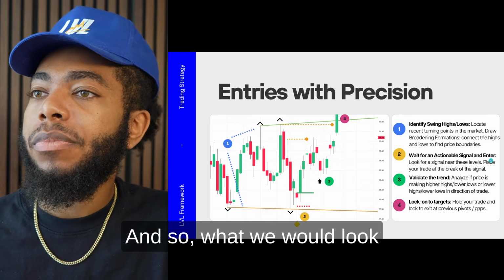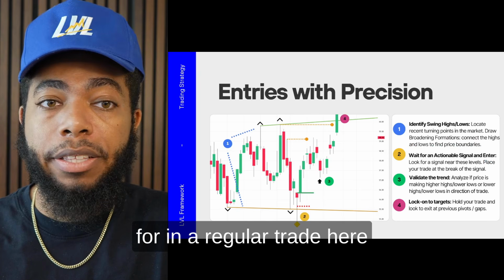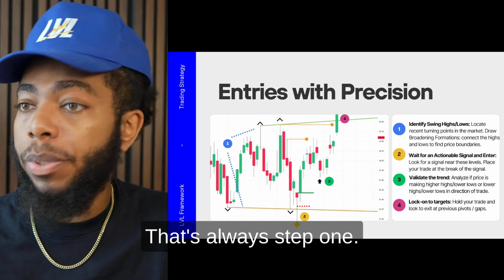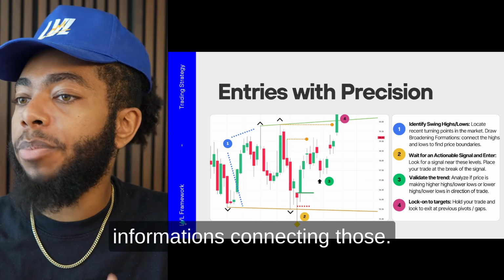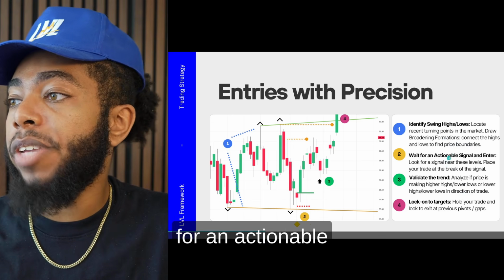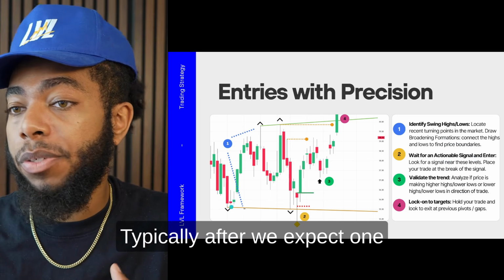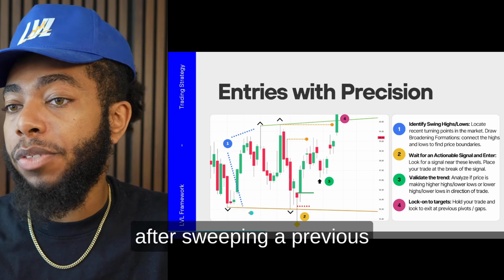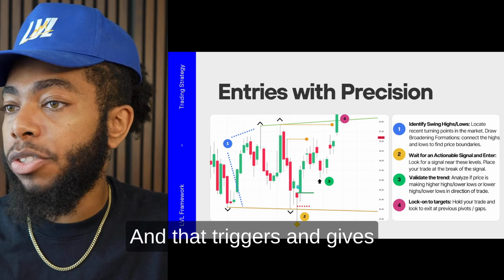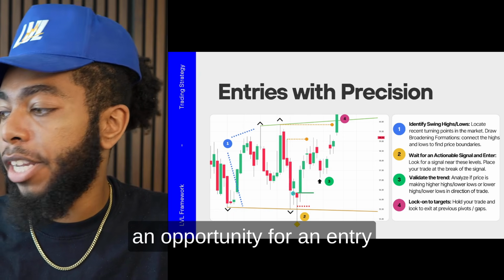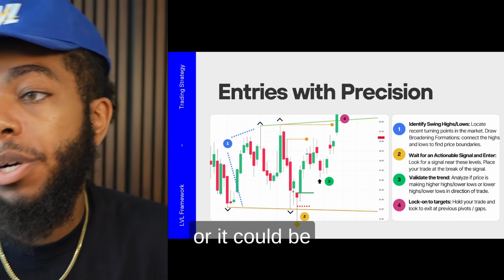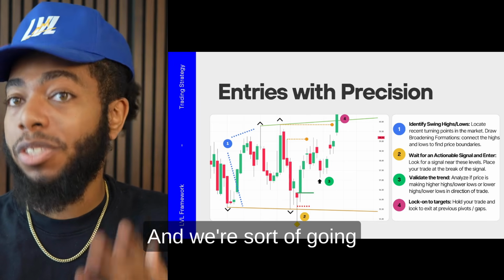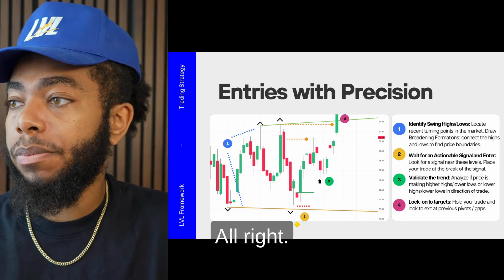So what we would look for in a regular trade here is something like this. First, we would identify swing highs and lows. That's always step one, okay? Then we would draw broadening formations connecting those. Then we would wait for an actionable signal and enter, typically. After we expect one of those levels to happen, and we see here at step two, after sweeping a previous low, we have a hammer, and that triggers and gives an opportunity for an entry. That could be an early entry, or it could be the precursor to getting into a premium trade. We're going to discuss that with the upcoming models, all right?